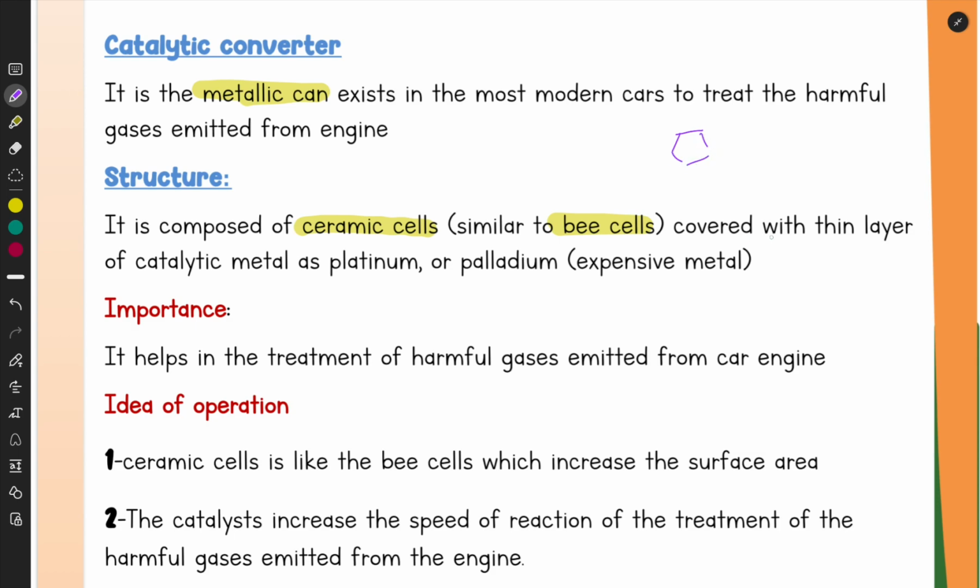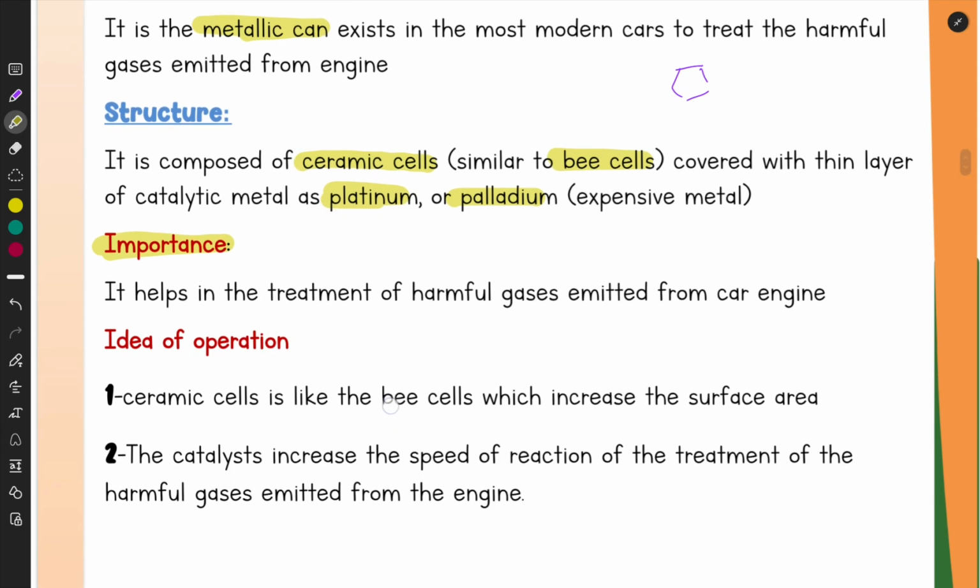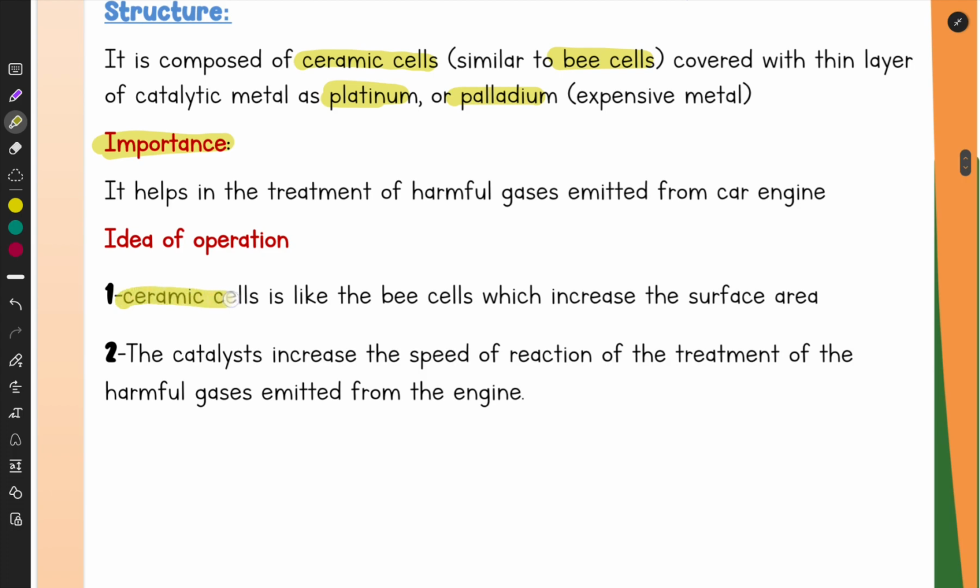It is covered with a thin layer of catalytic metal like platinum or palladium. These are of course very, very expensive metals. Its importance is that it helps in the treatment of harmful gases emitted from the car engine. The idea of operation: ceramic cells like the bee cell increase the surface area, and we know that when we increase the surface area, the speed of the chemical reaction will increase.